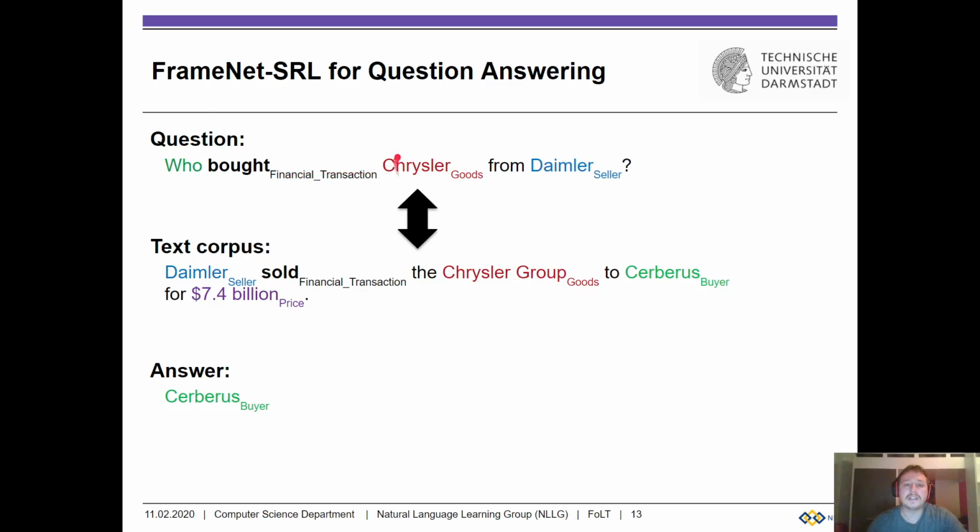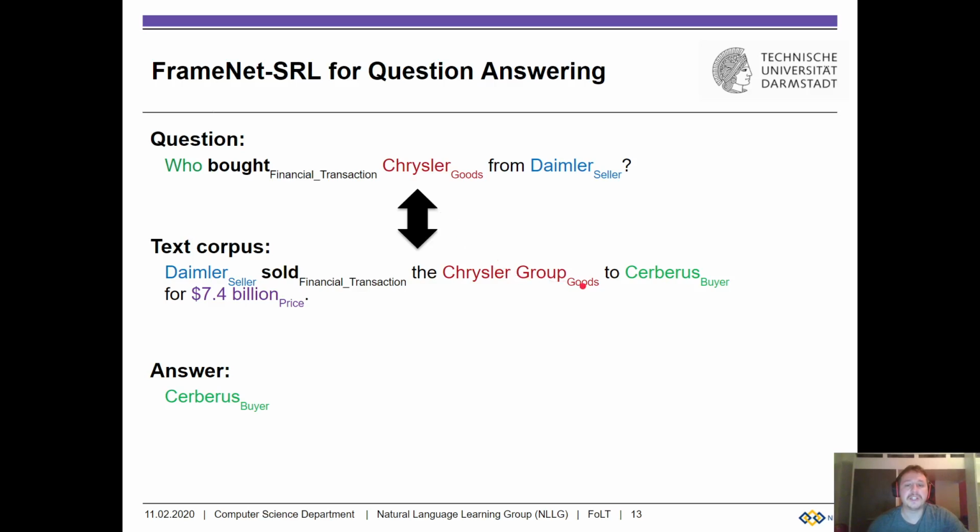We would identify its arguments and their roles, their semantic roles. So we would say Chrysler is the goods and Daimler is the seller. We do this to our question. We do the same thing to our text corpus. So we identify the predicate and the arguments, and then we match up.